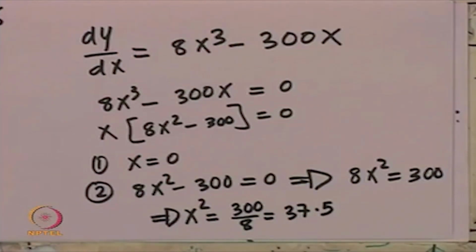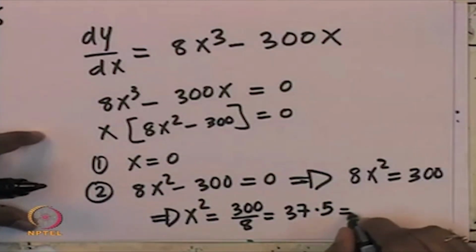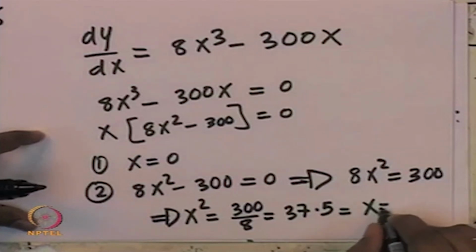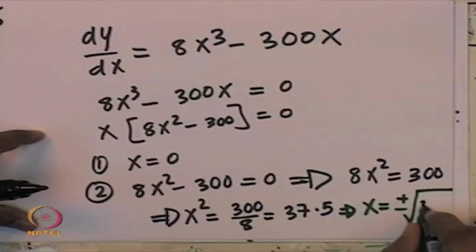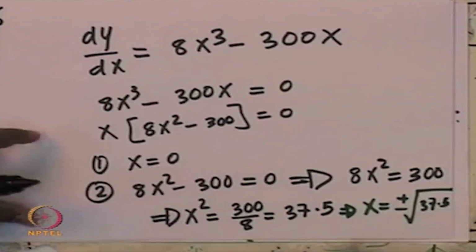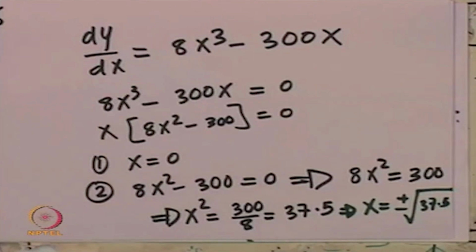So, x square is 37.5. So, x is square root of 37.5. So, this implies that x is equal to plus or minus square root of 37.5. You know the square root of 36 is either plus 6 or minus 6. So, 37.5 will have a square root which is just above 6. So, you can find out the square root of 37.5.